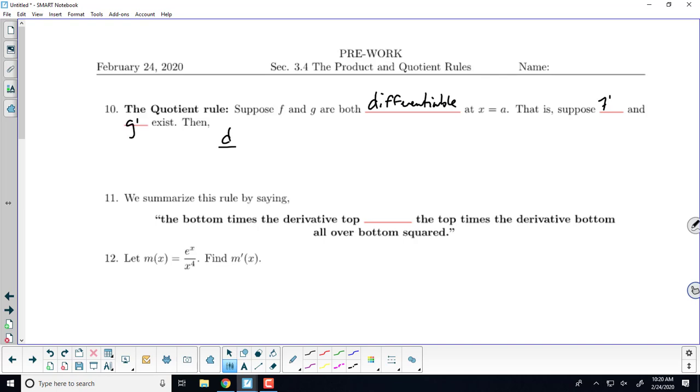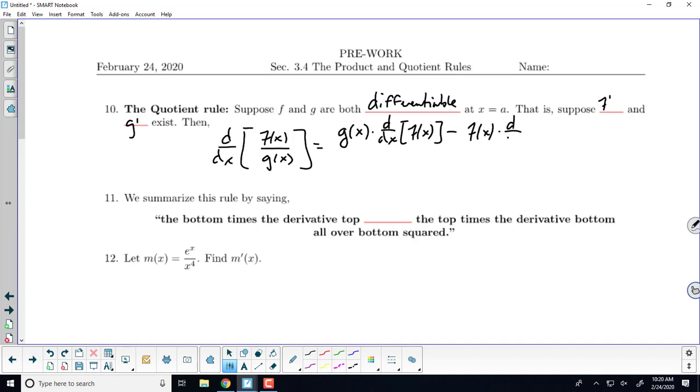Then the derivative of the quotient. What's a quotient, folks? It's one function, or one expression, in this case one function, divided by another. Okay, here we go. This is our formula for the quotient rule. It will be the bottom function times the derivative of the top function minus the top function times the derivative of the bottom function all over the bottom function squared.